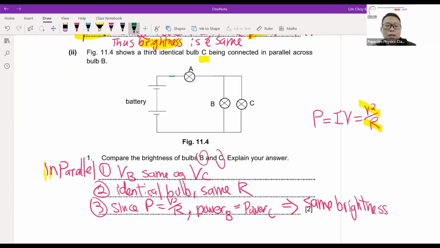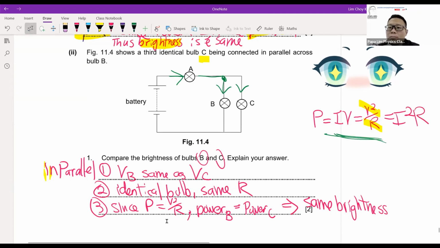Now, what happened to the brightness of A and B after connecting A and B? When you look at A, you'll find that the current flowing through is here. After that, the current will split up. Since they are identical resistance, you can look at voltage, power, brightness in terms of this, or you can take a third formula right here, I squared R. So you can look at power in terms of any of the formulas here.